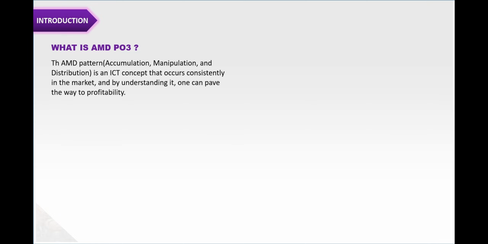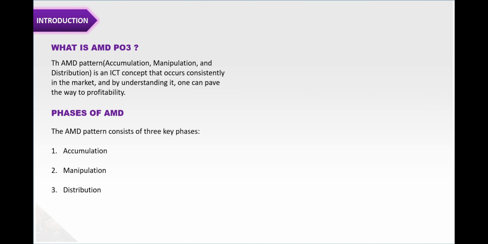The AMD pattern, known as accumulation, manipulation, and distribution, is an ICT concept that occurs consistently in the market, and by understanding it, one can pave the way to profitability. Then we come to the phases of the AMD pattern. It consists of three key phases, which are accumulation, manipulation, and then the distribution phase. Now let's break it down and understand each phase one by one.